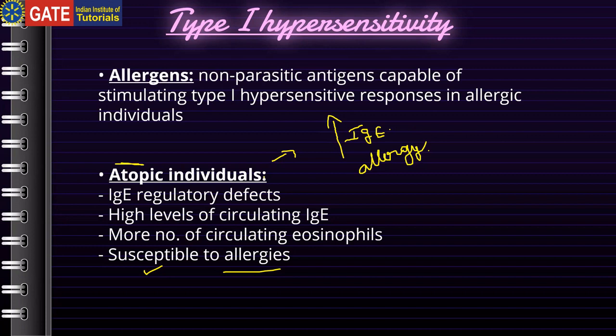So in the atopic individuals, what happened? The IgE level will be completely fluctuated. Most of the time, it will be released at a higher concentration, which indicates that these people can show a tendency towards allergies. Don't get confused with that point.